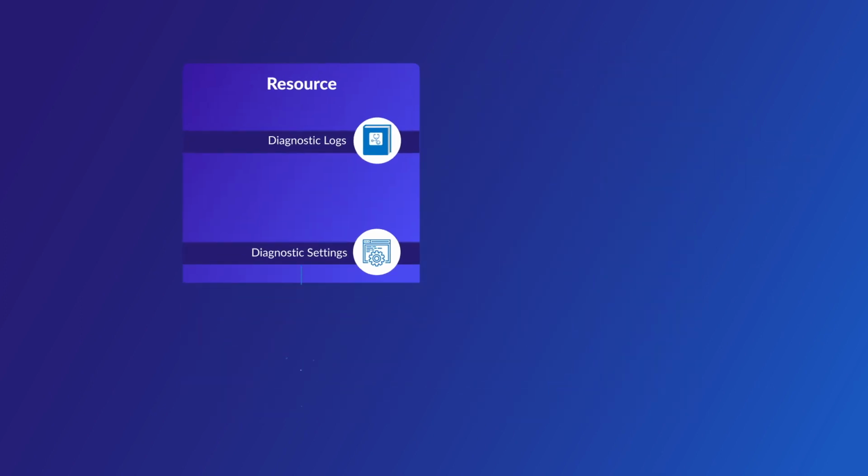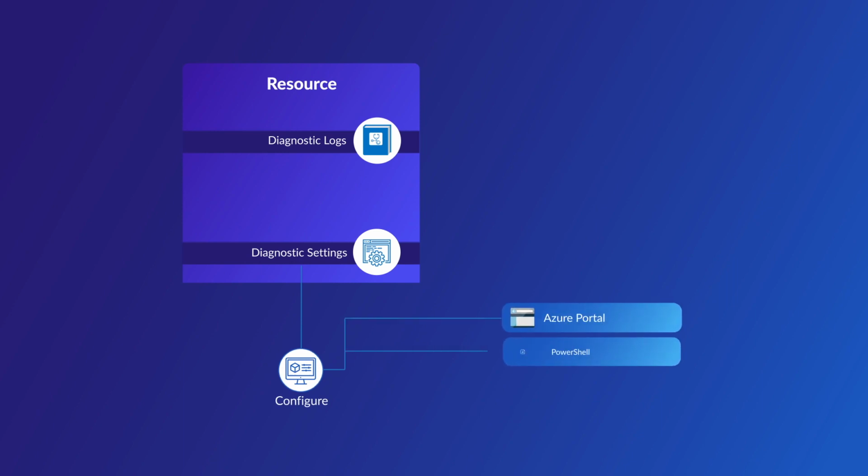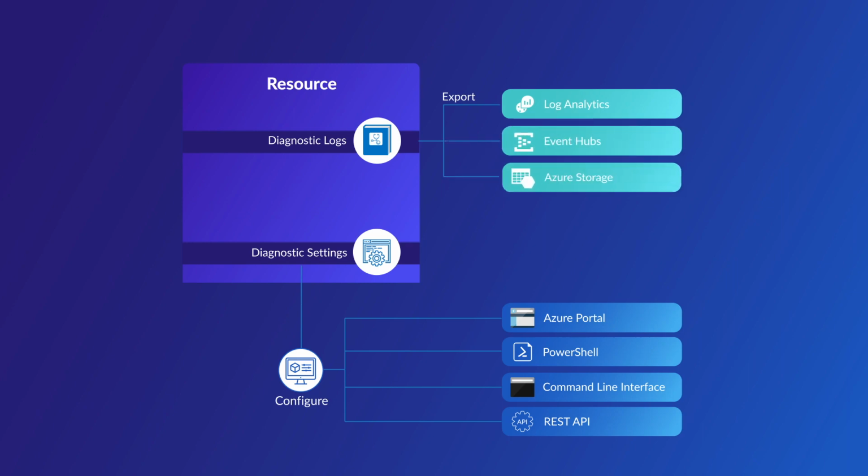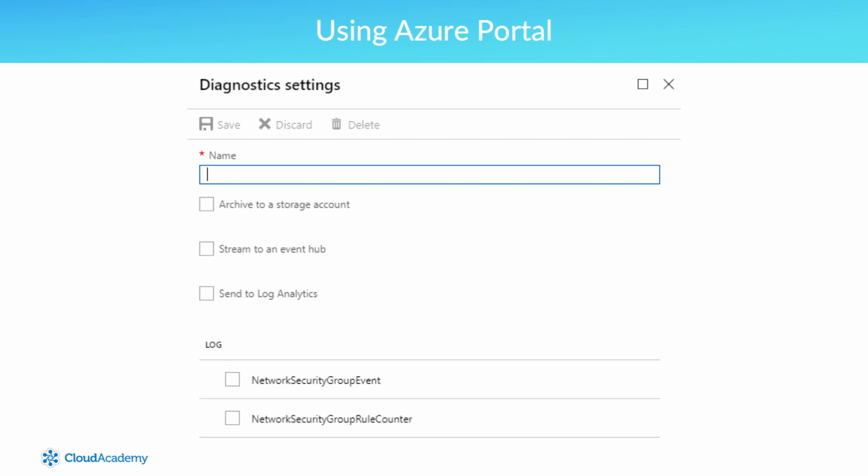Diagnostic logging can be enabled in a couple of ways, using the Azure portal, PowerShell, Azure CLI, or the REST API via Azure Resource Manager. When enabling diagnostic logging, you can choose where you want to export your logs to. You can export them to Log Analytics, to an Event Hub, or directly to a storage account. The Azure portal allows us to easily browse through resources to enable diagnostic logging. Select the resource in question under the heading Monitoring, and you should see a heading Diagnostic Settings. This will open a blade that contains diagnostic logging options for the type of resource you're currently looking at.